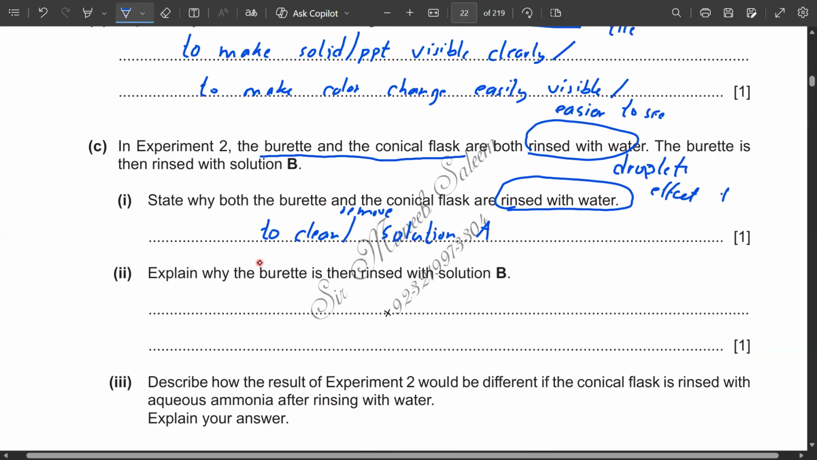That droplets of water can also affect your results. So to prevent that difference in the result, we have to remove the water, and that is done by rinsing with the solution. The same solution is put into the burette and the conical flask, and it is swirled and then discarded. You pour the solution, you swirl it, and then you discard it. This is called rinsing by the solution. So we will say to remove water.